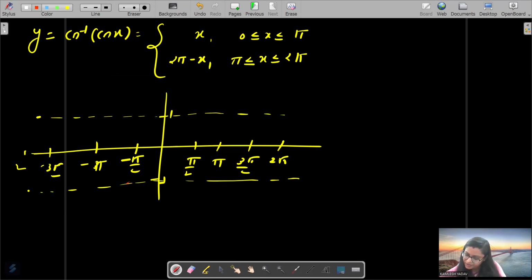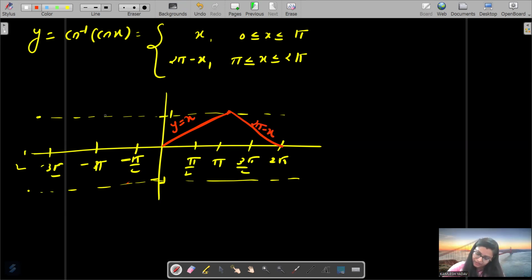Where 0 to pi, it is very important. So 0 to pi, okay. See like this: y is equal to x. Then which is here, then again it meets up to 2 pi. And the next point is 2 pi minus x.